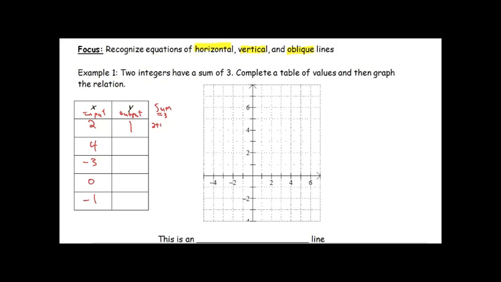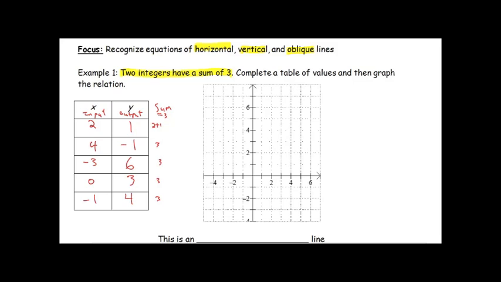To 4, the number that we have to add would be negative 1. To negative 3, we would have to add 6. To 0, we'd have to add 3, and for negative 1 it would be 4. So if you add up each line here, 4 plus negative 1 is 3, negative 3 plus 6 is 3, 0 plus 3 is 3, and negative 1 plus 4 is 3. So our sum is 3, and these are two integers that have a sum of 3.